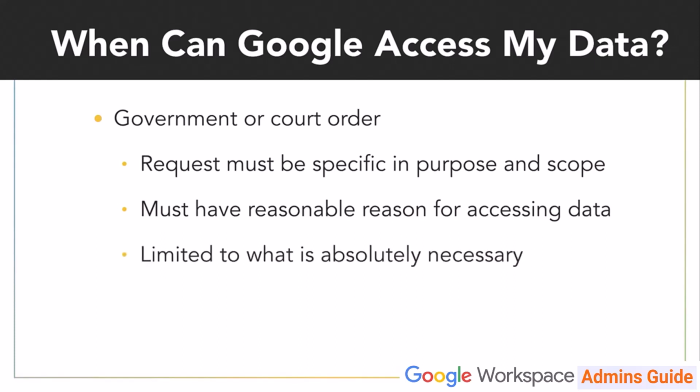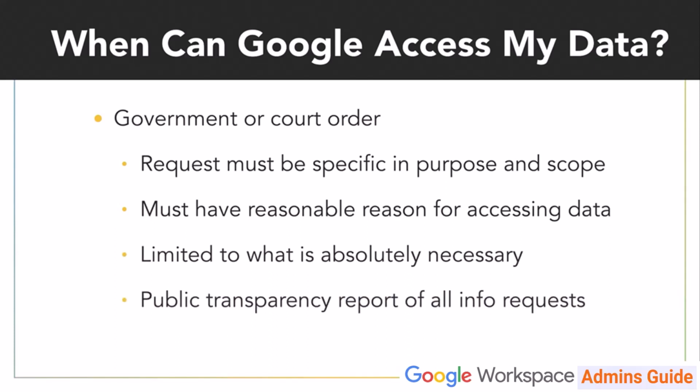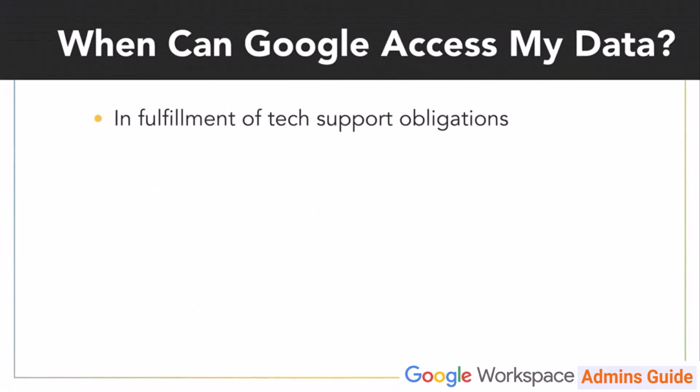Additionally, Google provides a transparency report page, which contains detailed statistics related to government and court-ordered requests to remove information. This can be viewed online at google.com/transparencyreport. Access to your data may also be required in order for Google to fulfill technical support obligations requested by you or your system administrator.